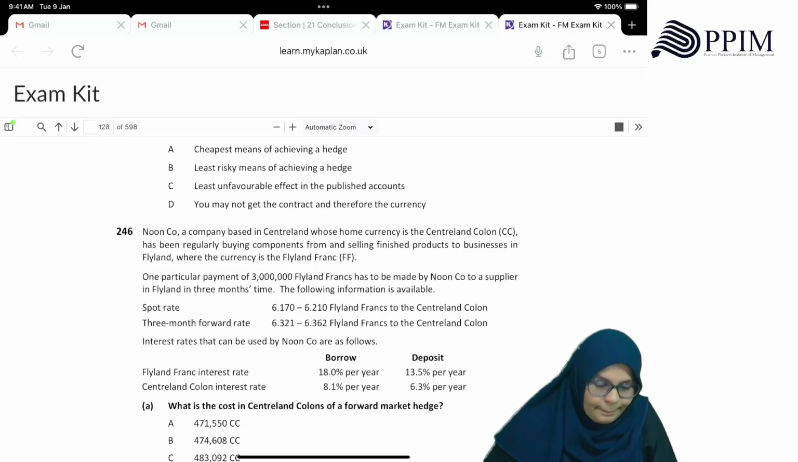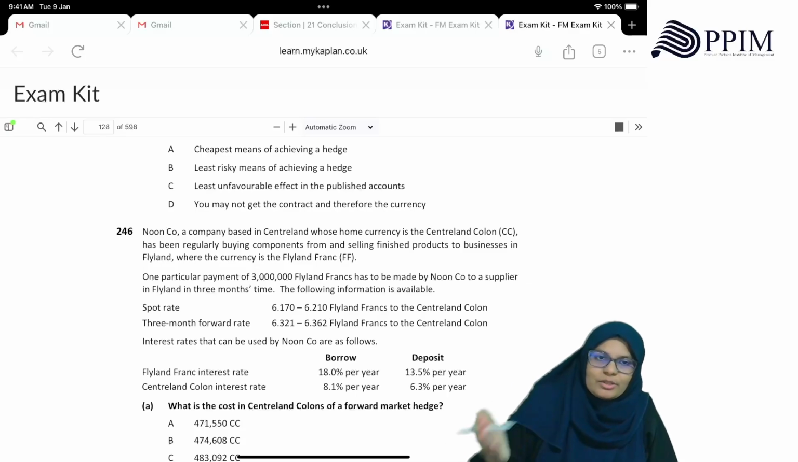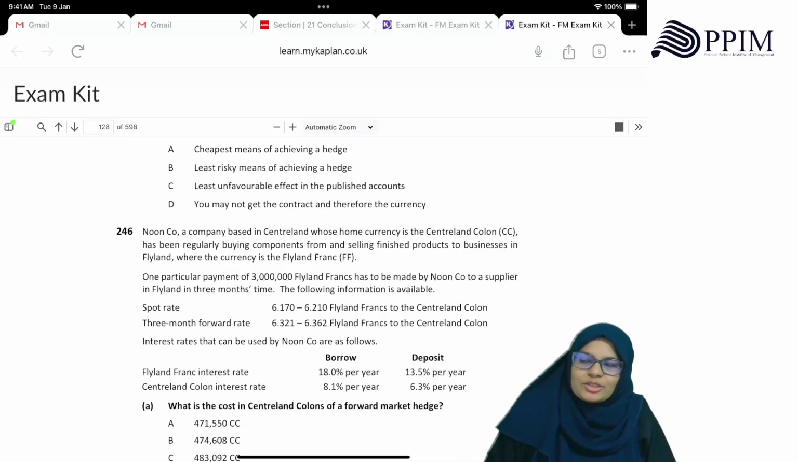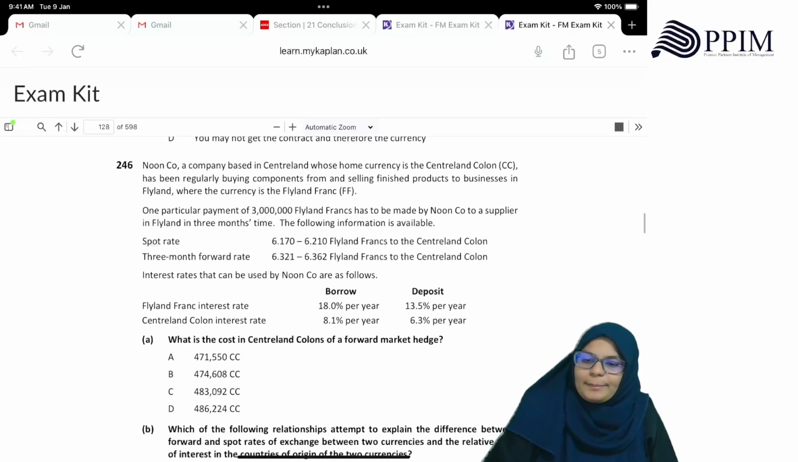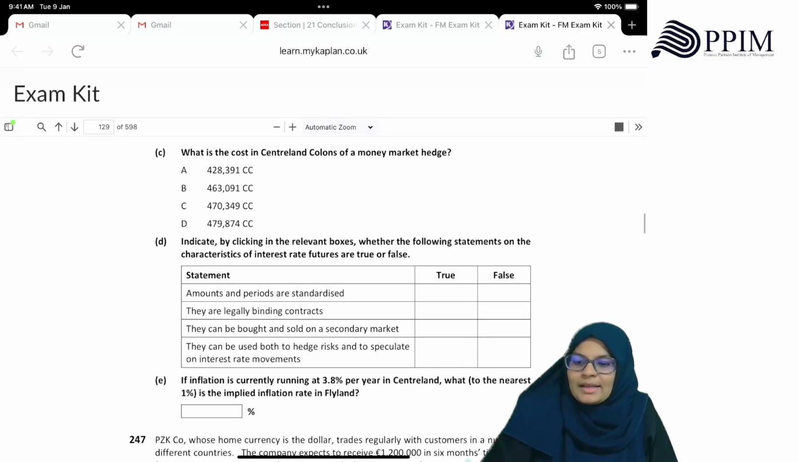So yes, you have to use purchasing power parity theory. You have the spot rate. I know that the purchasing power parity says the future spot rate equals the current spot rate adjusted for inflation, but you can make an assumption that the forward rate and future spot rate are the same. So based on that, how will you get the inflation of the other country? They're saying that inflation in the base, Centerland, is 3.8. They want to know the inflation in the counter.